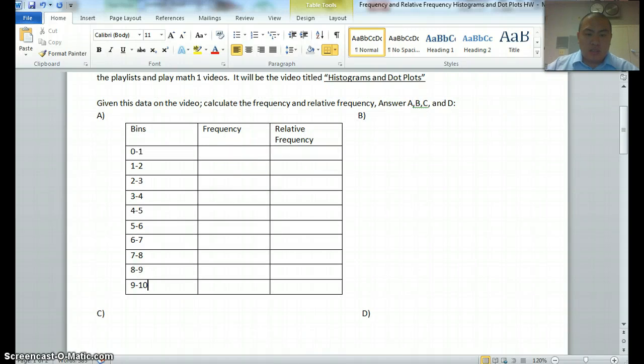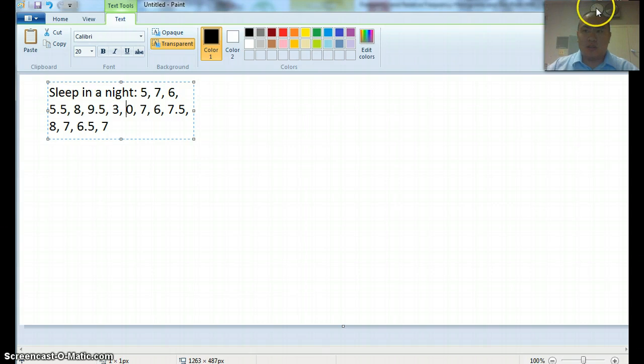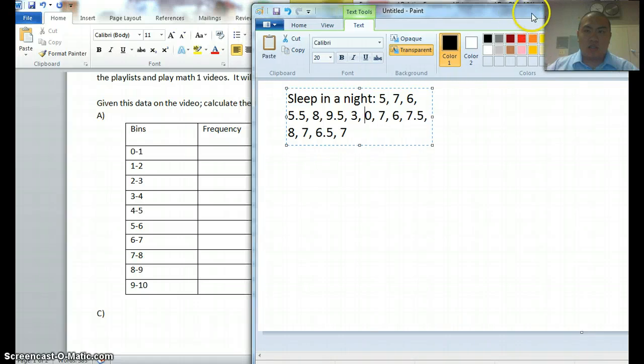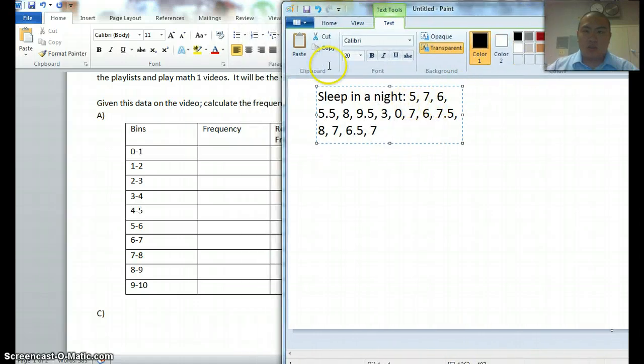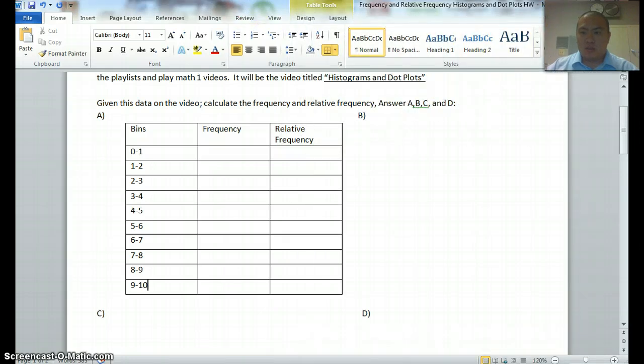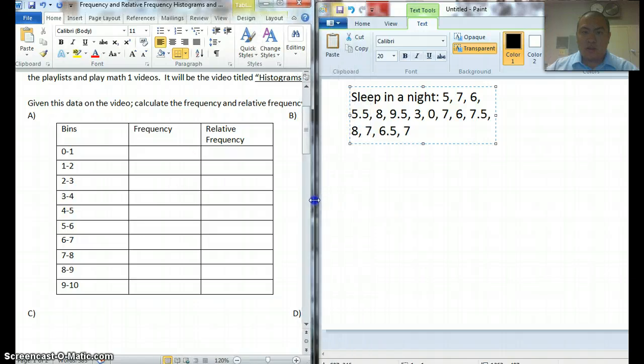Okay, so there are my bins. Now I want to put in the frequency. I'm going to look at the data and compare. For 0 to 1, I see one person has 0. 0 is right on the fence of 0, so that falls in here. I have one of those.